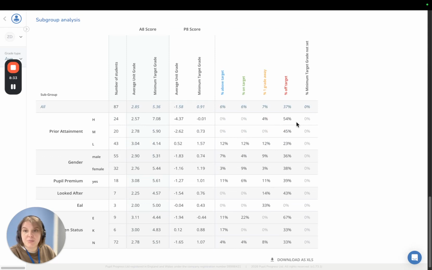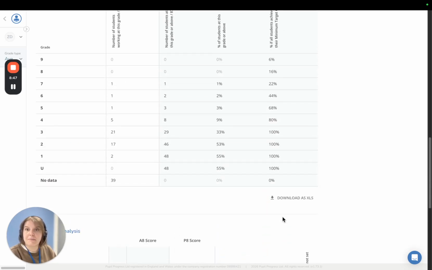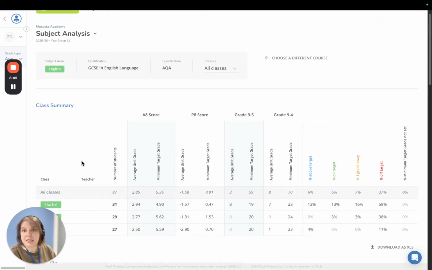Is there any gaps between my subgroups and their peers? At the moment in my data, I'm noticing a gap in my high priority attainers and in my SEN-E students. These might be areas that I'm going to look into my trackers to support those students specifically. So how do we get our 3s to 4s?